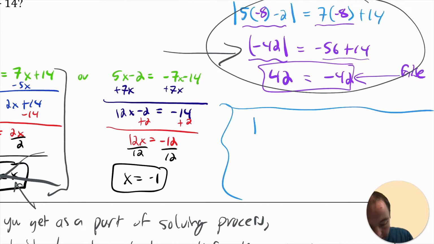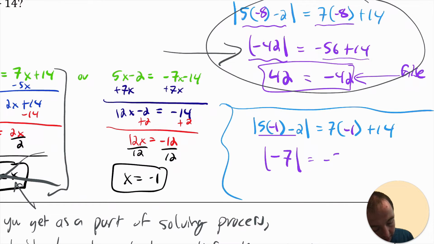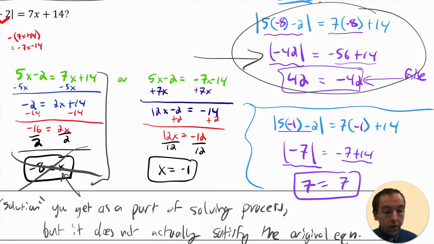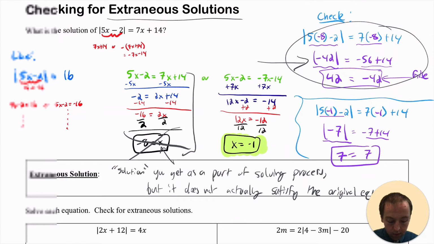So if we did the absolute value of 5 times x minus 2 again, and then 7 times x plus 14, this time if we plug in the -1, we're going to get -5 minus 2 is -7 in the absolute value, and then this is going to be -7 plus 14. Okay, absolute value of -7 is 7, and then -7 plus 14 is 7. So that right there is a true number statement. We know that by plugging in -1, it makes it work. So it turns out that this equation does have an answer of -1, and that's the only answer. We can't acknowledge -8 as being an answer.